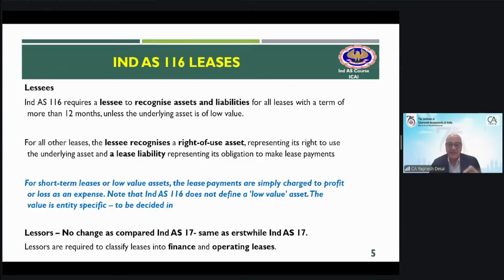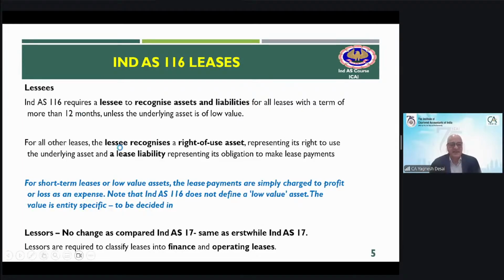In that case, what should he do? In that case, the lessee should expense out the lease payments and not capitalize, not recognize ROU, not recognize the lease payment obligations at the present value. At the same time, if the asset is of low value, the lessee is not supposed to recognize the ROU asset and the liabilities. So these are two exemptions, but these are not mandatory. The word used in the standard, paragraph 6, is "may".